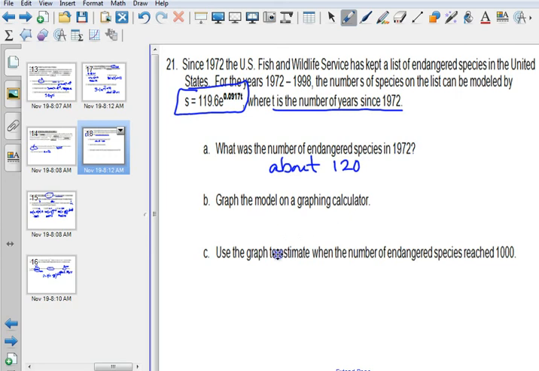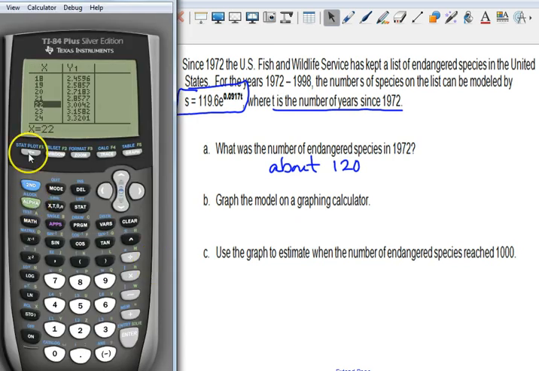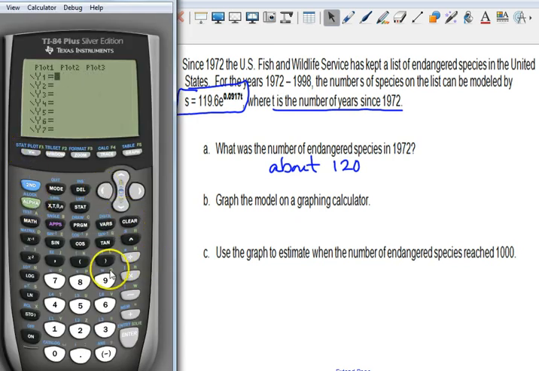Graph the model and use the graph to estimate when the number of endangered species will reach 1,000. So grab your calculator, go to y equals, and we're going to type this in. 119.6 e, and then 0.0917, and then again, instead of T, we've got to use an X.